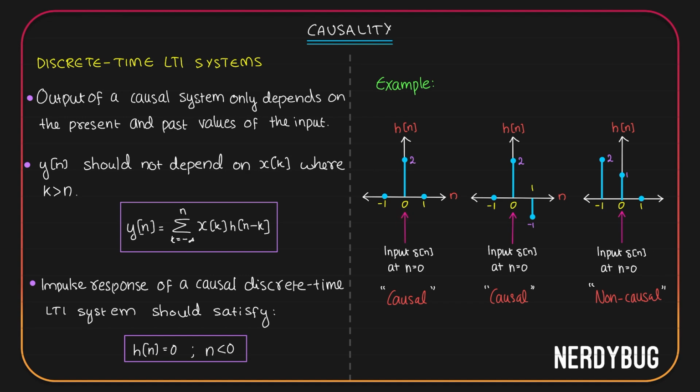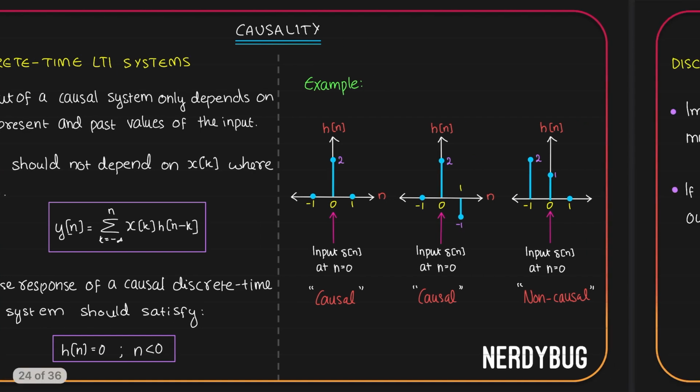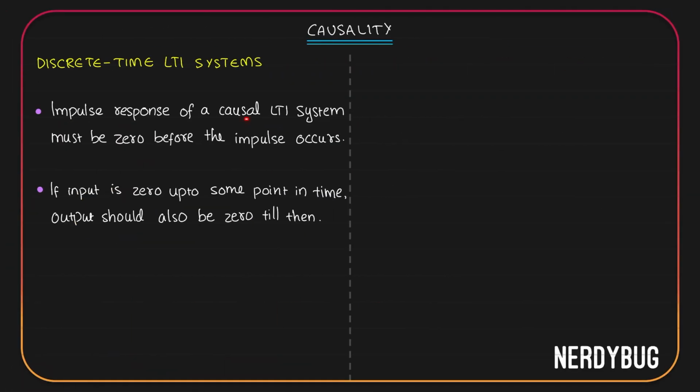To get the impulse response, we always give input delta of n, which is at 0. So we can only have output at 0 or after 0. If an output comes before 0 like this, our system becomes non-causal. That is why we have this condition: h of n should be 0 for all n less than 0. That is, the impulse response of a causal LTI system must be 0 before the impulse occurs.